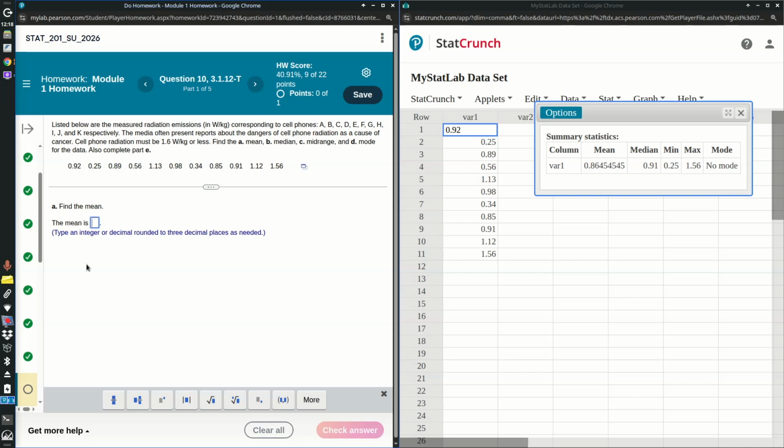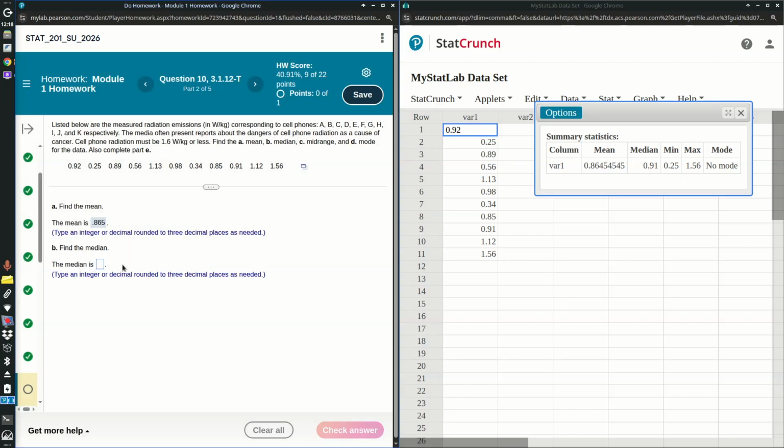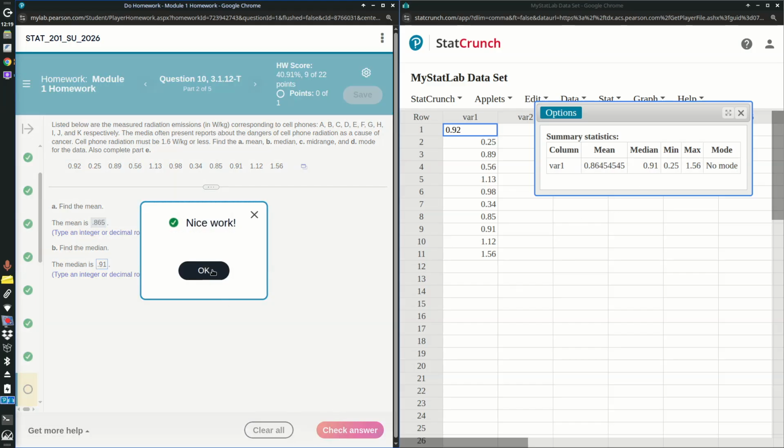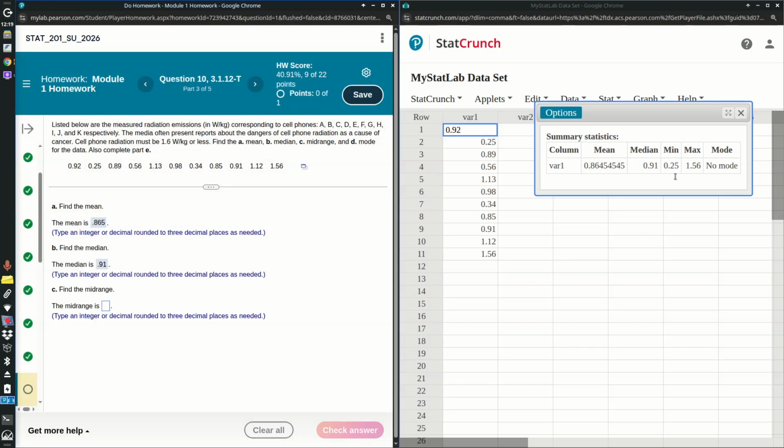So 3 decimal places for my mean is going to bring me to 0.865. The 5 after the 4 in the 4th decimal place position bumps that 4 up in the 3rd. The median is just 0.91. If it asks for 3 decimal places and it only gives 2, then you just put in the 2 that you have. The mid-range, we add the min and the max.